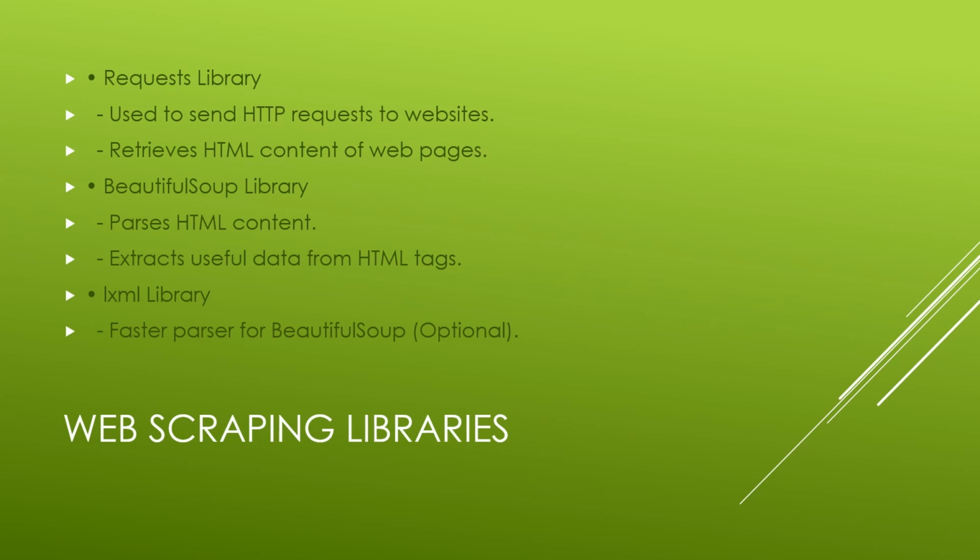To perform web scraping, we use two primary libraries, Requests and BeautifulSoup. The Requests library allows us to send HTTP requests to websites, retrieving the HTML content of web pages. BeautifulSoup is a powerful tool that helps us parse this HTML content, making it easy to extract relevant data. Sometimes we also use the lxml library for faster parsing.